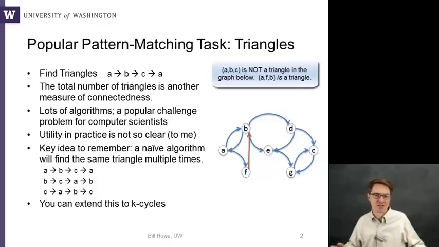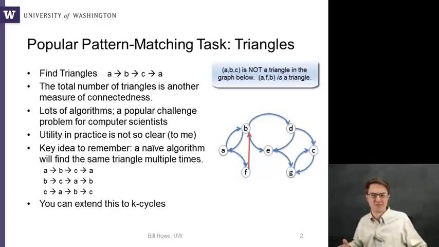Its utility in practice as far as actually analyzing, getting information out of a graph has not been made so clear to me when I talk to people who compute this. It seems to be more of a good benchmark problem for systems as opposed to an actually informative measure for social network analysis. But that's not to say that it's not used ever. So for that reason, I'm not going to go into a lot of detail in the algorithms here, but a key idea to remember here is that a naive algorithm will actually find the same triangle 3 times, right?